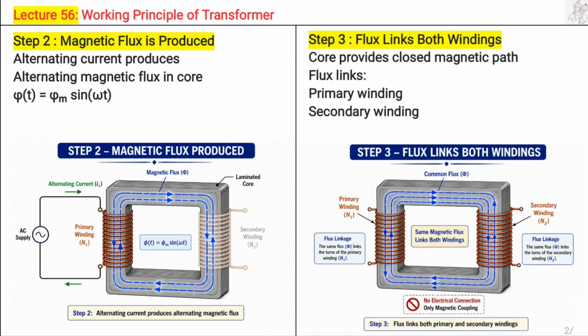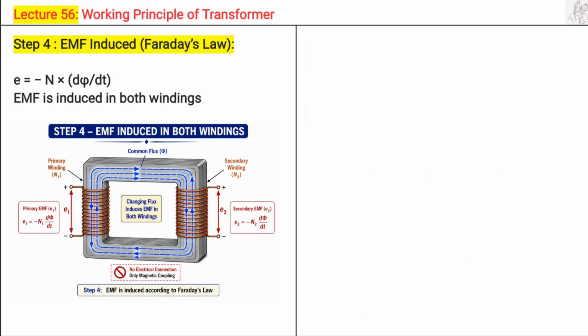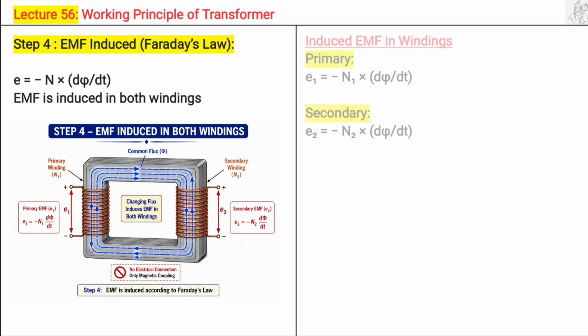This time varying flux links with primary winding as well as secondary winding. Due to this flux linkage, as per Faraday's law, an EMF is induced whose value is given by minus N d phi by dt. So in primary, the EMF is given by minus N1 d phi by dt, and in secondary it is given by minus N2 d phi by dt, where N1 is the number of turns in primary and N2 is the number of turns in secondary. So E1 is almost equal to the input voltage and E2 is almost equal to the output voltage.